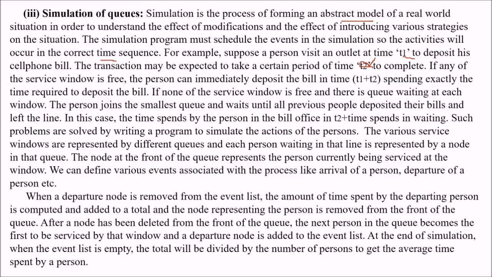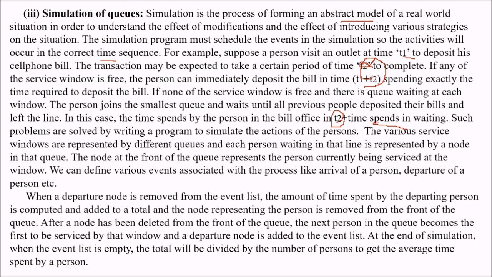So if any service window is free, the person can immediately deposit the bill in t1 plus t2 time, spending exactly the time required to deposit the bill. If no service window is free, there is a queue waiting at each window. So the person joins the smallest queue and waits until all the previous people deposit their bills and leave the line. In this case, the time spent by the person will be t2 plus the time spent in the waiting queue.